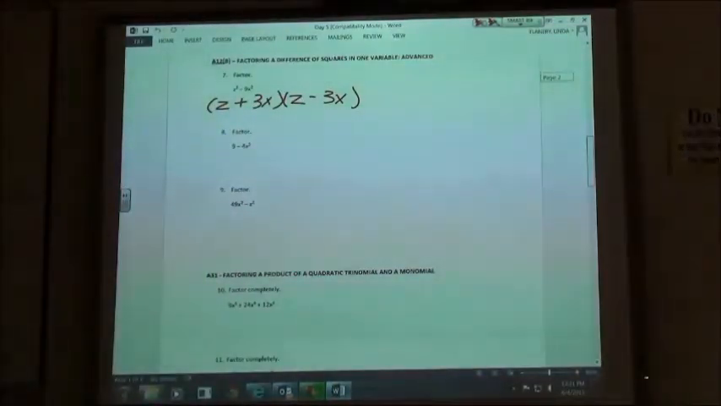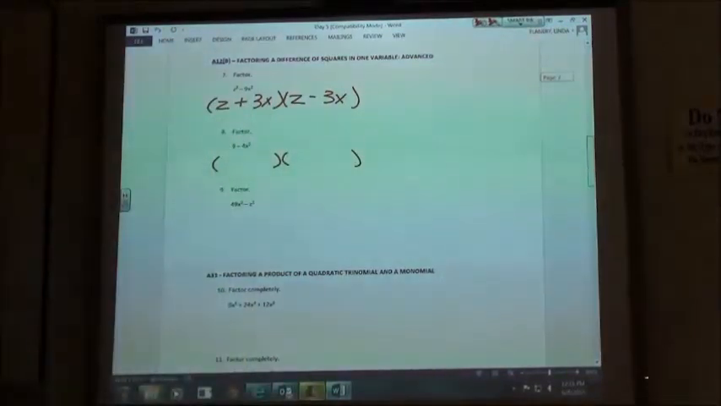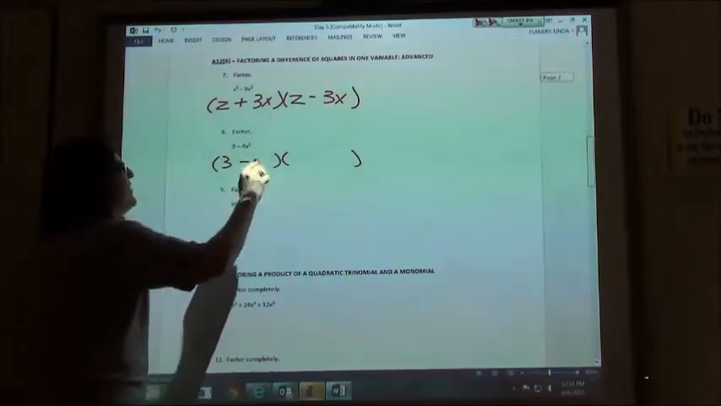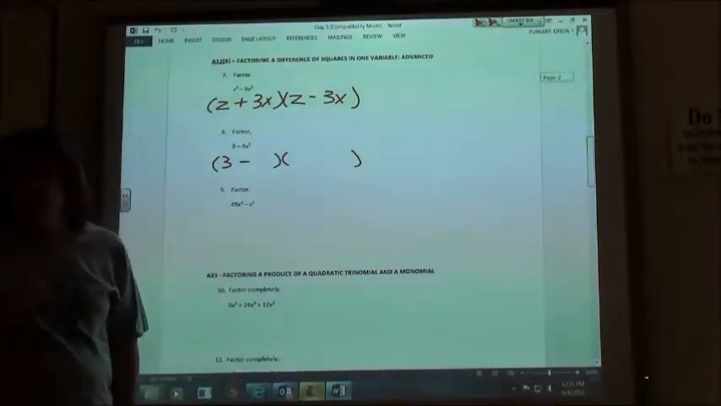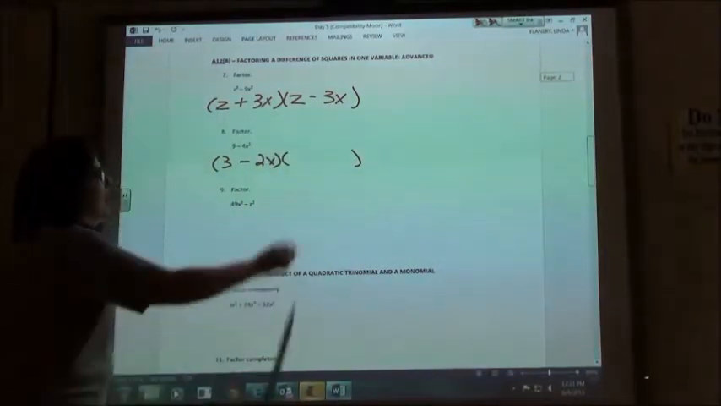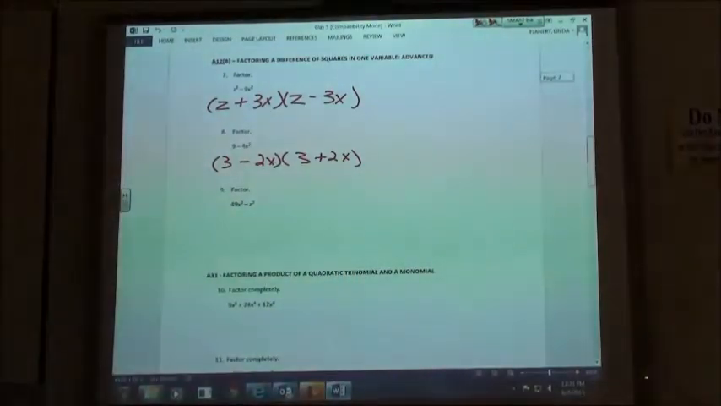So if you're going to factor number 8, which says 9 minus 4x squared, that would factor into 3 minus 2x. 3 minus what? 2x. Just 2x, right? It wouldn't have the squared on it. And 3 plus 2x. 2x times 2x is the 4x squared.